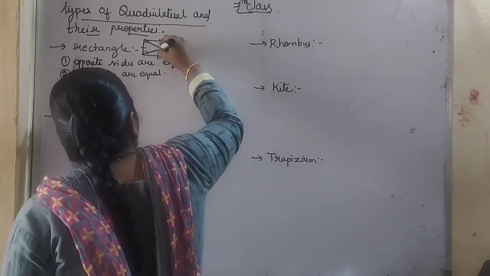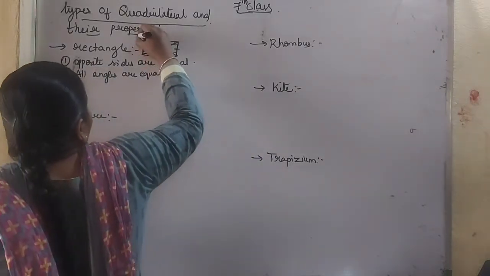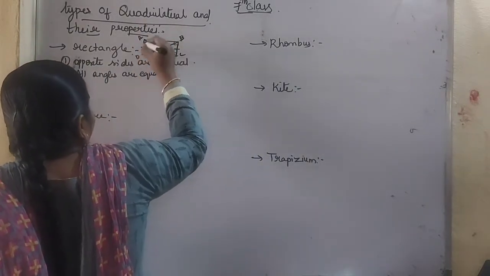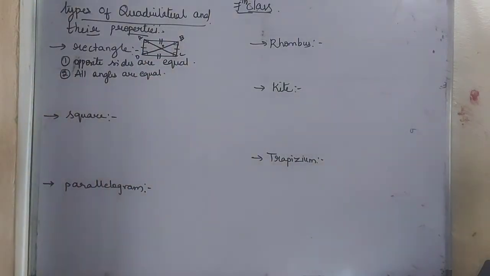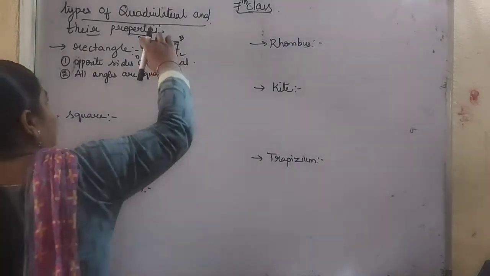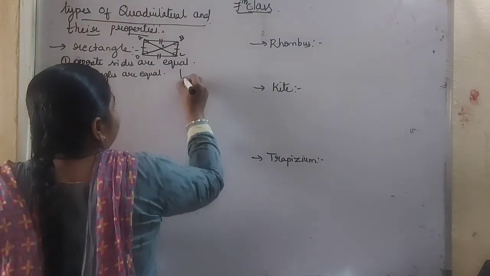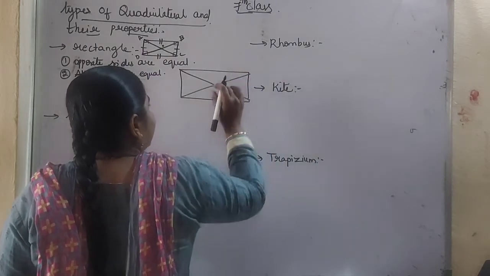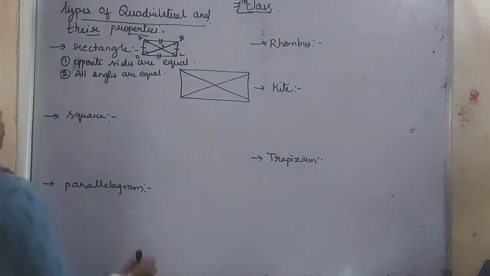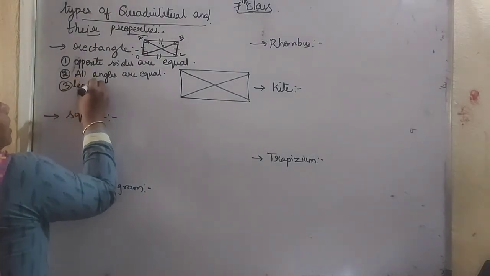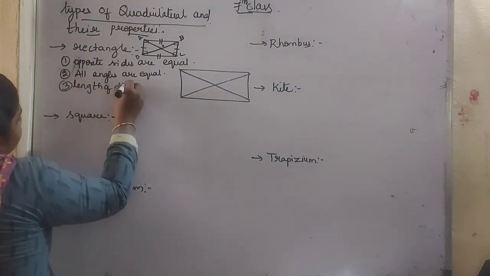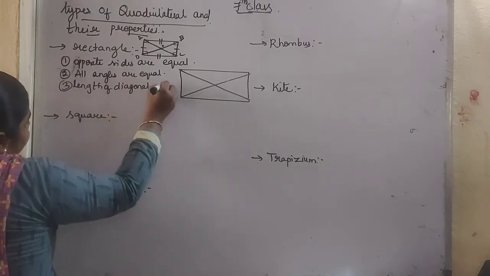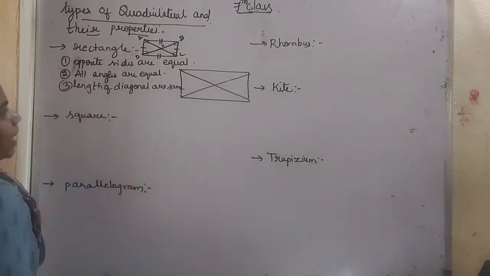How many diagonals will you see? Two diagonals. So I am taking the vertices as A, B, C, D, and the intersection point as O. In these diagonals, the lengths of the two diagonals will always be the same. So we can write here: length of the diagonals are same.